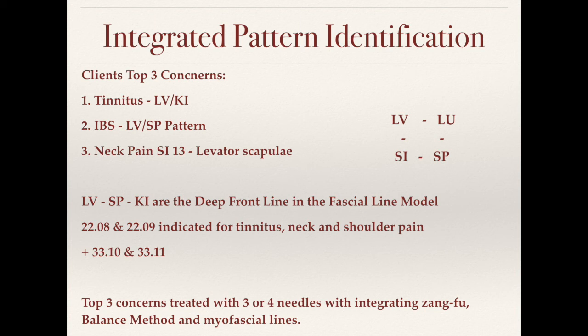And then third concern, whatever that is, let's say it's neck pain. Okay, and it's at small intestine 13 and the levator scapula is affected. Then I would write small intestine, SI, in my notes. So top 3 concerns: tinnitus, liver, kidney. Secondary concern: IBS, liver, spleen, LVSP. And then third concern was levator scapular pain, SI13 pain, small intestine, right? Okay, that's how I do it. Just real simple, right? And you can write that all shorthand.